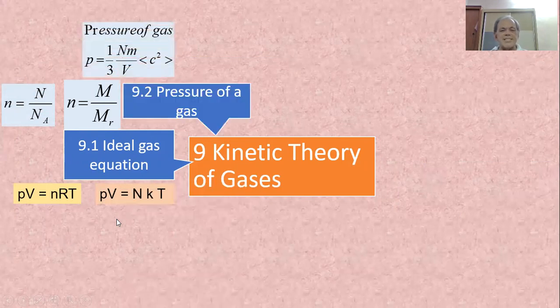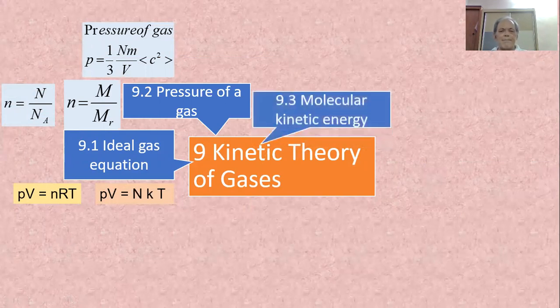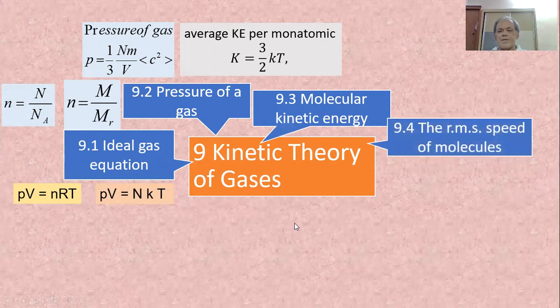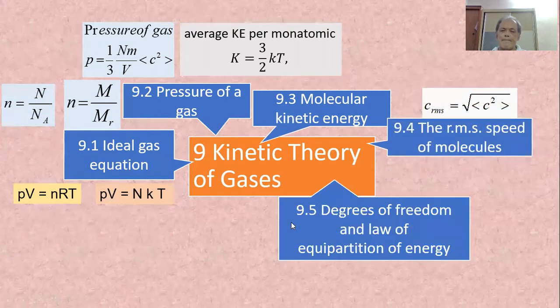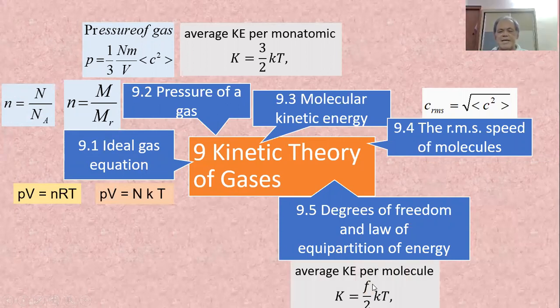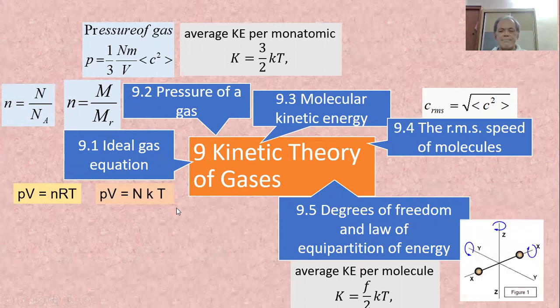Then pressure of gas, that is the pressure of gas formula. And molar kinetic energy, kinetic energy per atom, 3/2 kT. Then root mean square speed, degree of freedom, average kinetic energy, and then f is the degree of freedom. Okay, so all these formulas must be in your head.